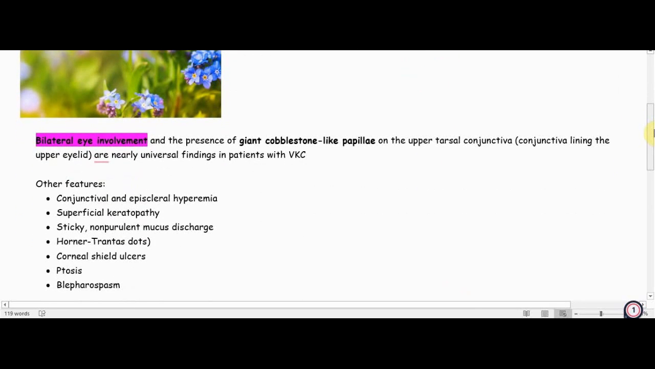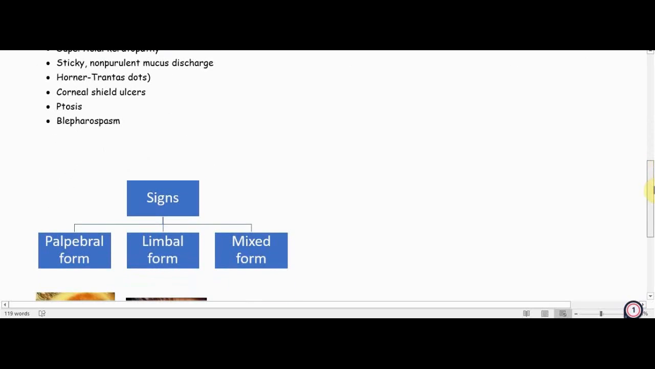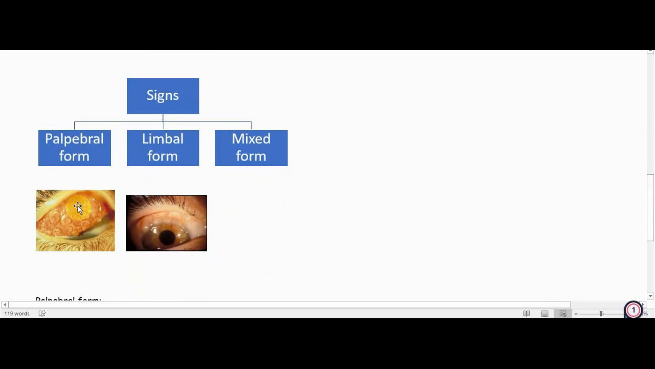So we're done with the history. What about the clinical signs? On the basis of the presence or absence of certain specific clinical signs, we divide vernal keratoconjunctivitis into a palpebral form, a limbal form, and a mixed type. Starting with the mixed form, this one basically, there will be hyperemia of the conjunctiva, and there will be the presence of papillae on the upper tarsal conjunctiva, which can only be seen when the eyelid is everted.